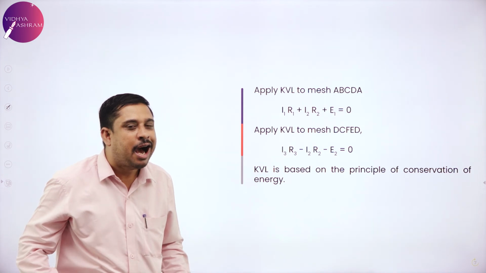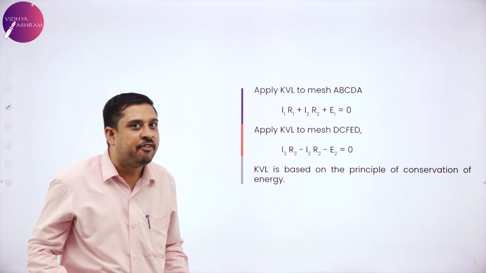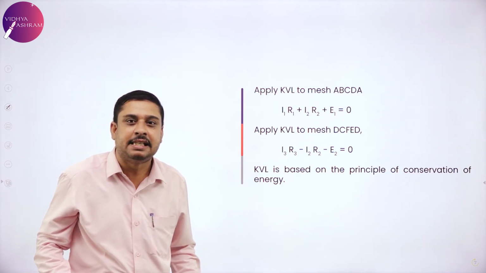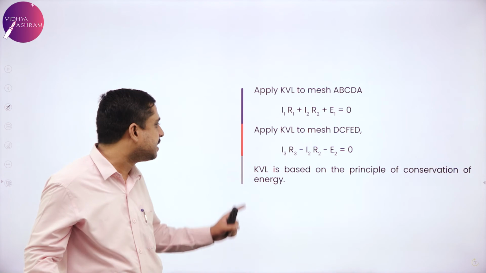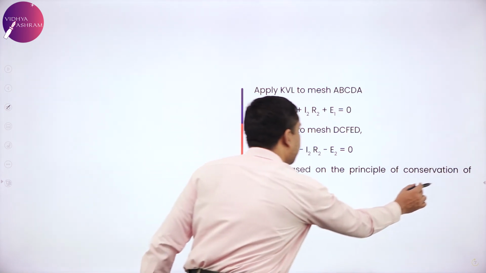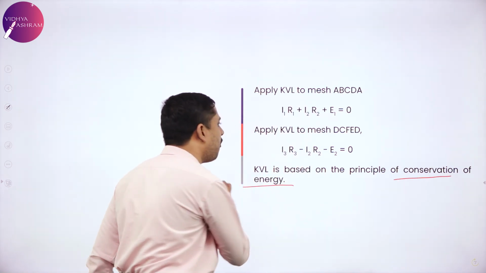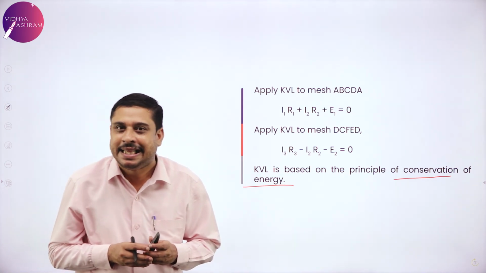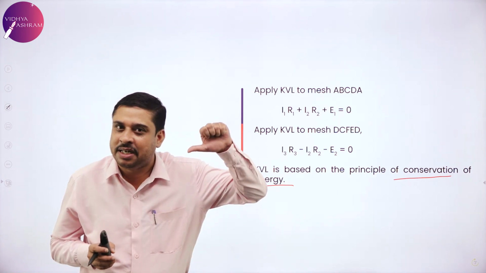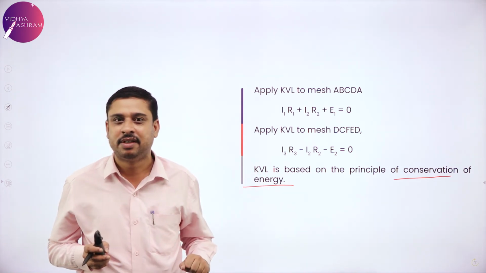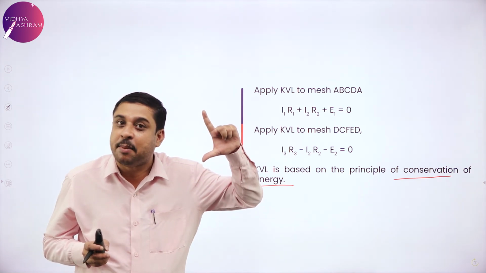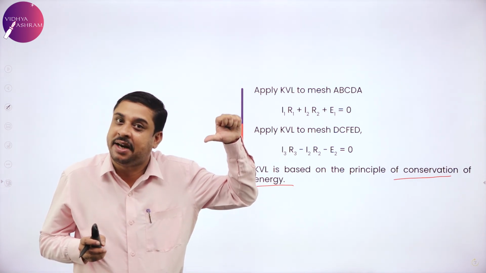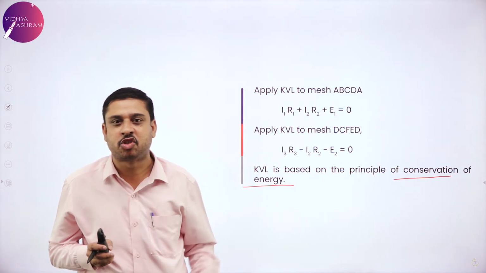So I have taught you all how to apply KVL. The first mesh I have solved. I want you all to observe and analyze the second mesh. And please understand, KVL is the consequence of conservation of energy. So in this particular session, we understood what is a network. We understood what is a mesh, or loop, which are the same. We understood node and junction.